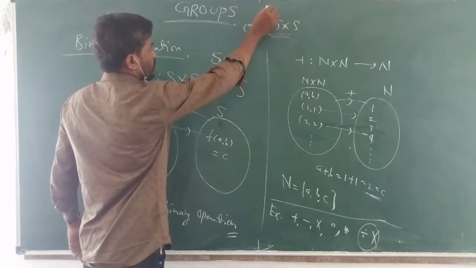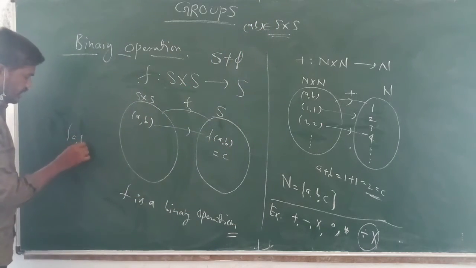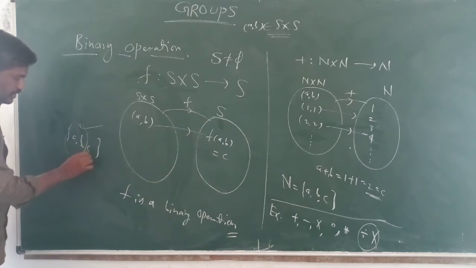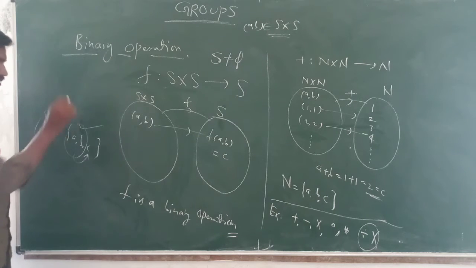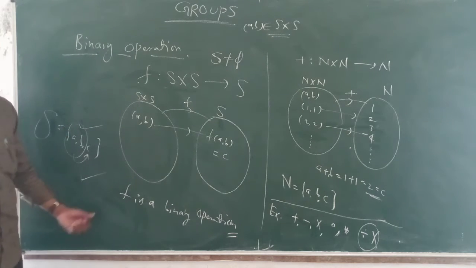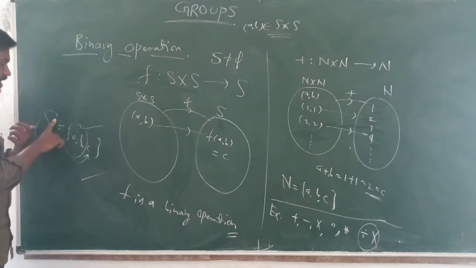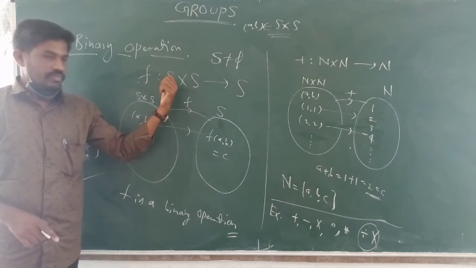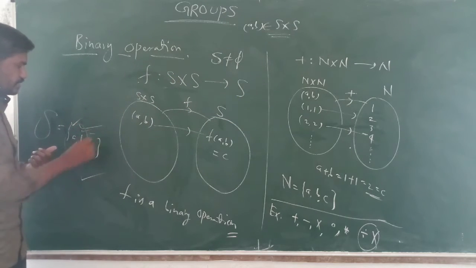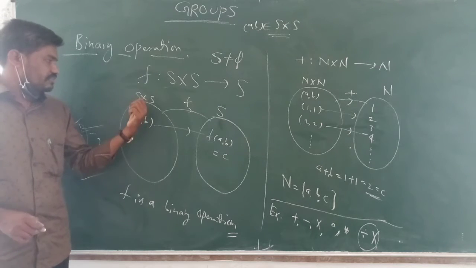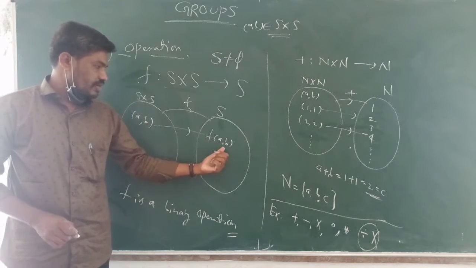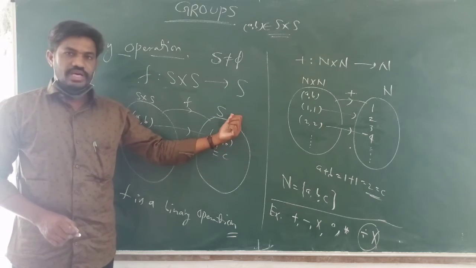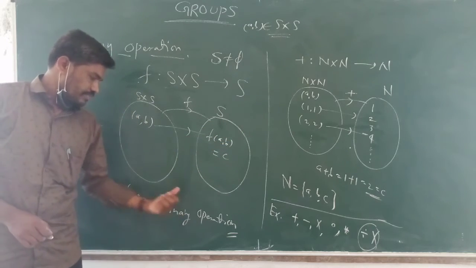So you can select elements a, b, c. Any binary operation you apply to elements, the result must belong to the same set. Then it satisfies the binary operation condition, otherwise it is not satisfied. Let S be a non-empty set with elements a, b, c. The pair (a, b) belongs to S cross S, and you apply the function f of (a, b) equal to c. This means the c value belongs to S, a belongs to S, and b belongs to S. This is a unique value, so f is called a binary operation.